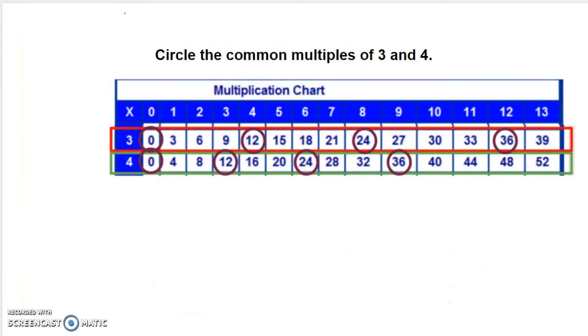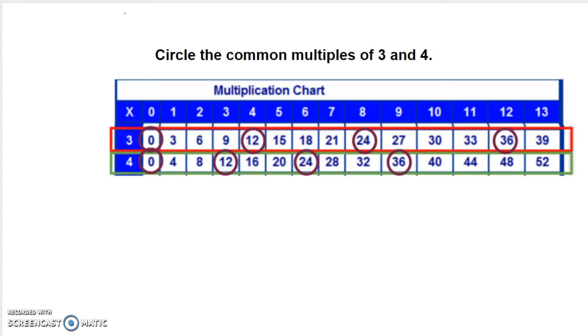So here are the numbers that you should have circled. The common multiples of 3 and 4 are 0, 12, 24, and 36. And I should say these aren't the only multiples, right? Because, of course, you can have more numbers multiplied out here. You could have an infinite number. But these are the ones that we see on this part of the chart.